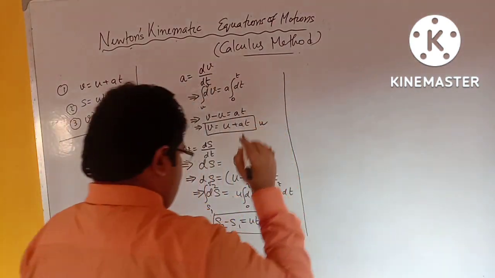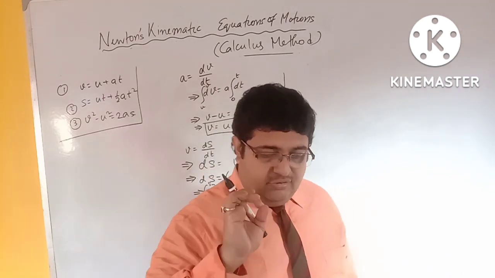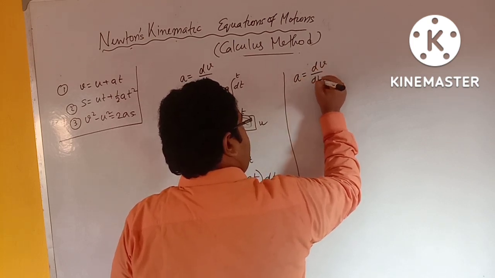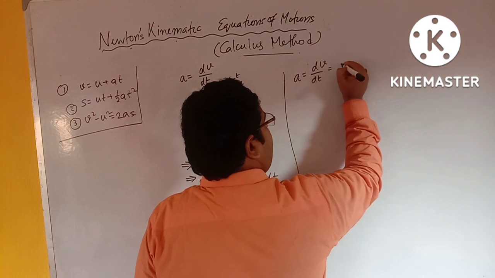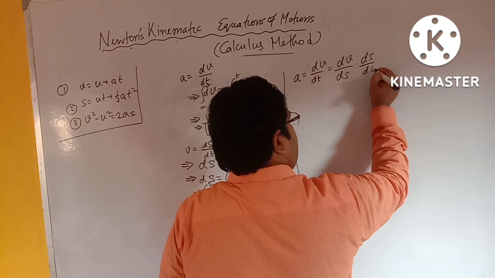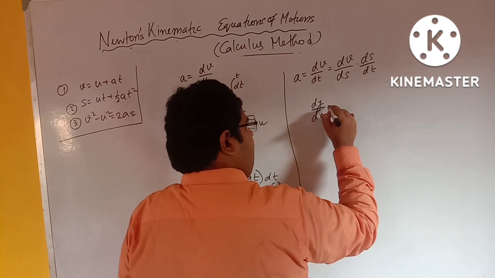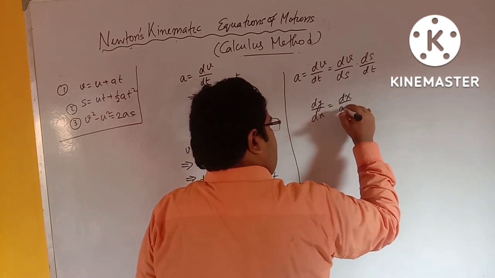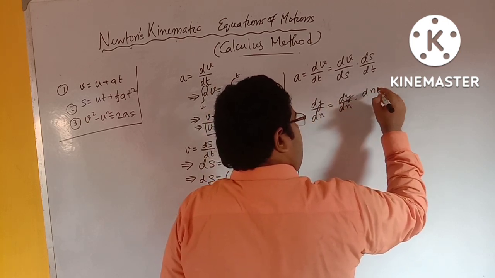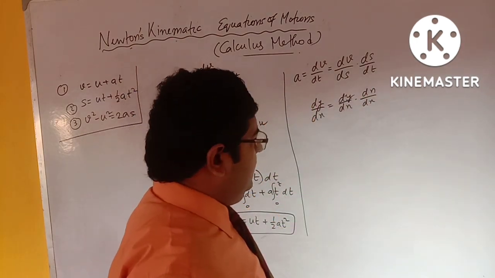Coming to the third relation. Again, you need to consider acceleration. Here we take the same relation of acceleration: a gives you dv by dt. Here we apply the chain rule: dv by ds times ds by dt. I am writing the mathematical part here: dy by dx you can write as dy by dn times dn by dx. If these cancel, you get dy by dx. It is known as the chain rule.